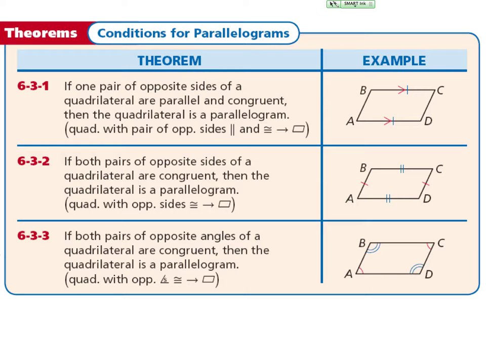The 6.3.3 is the one about angles. You might underline the word both in these theorems because you've got to have both pair, and congruent. If you only have one pair of opposite angles congruent, that's not enough to know it's a parallelogram. You've got to know if both pair of opposite angles are congruent. So if, in that picture, we know A and C are congruent and B and D are congruent, we can be confident that that's going to form a parallelogram all the time.